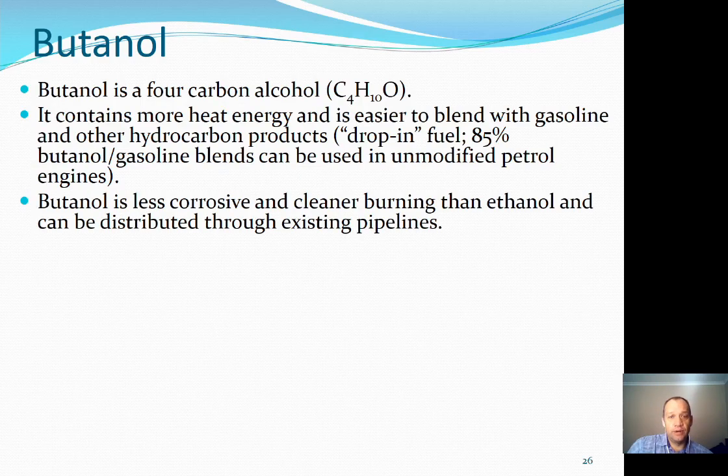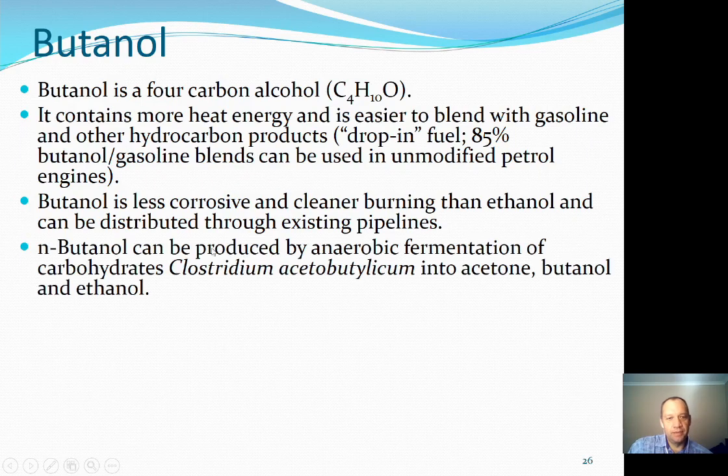So butanol is also less corrosive and cleaner burning than ethanol, and can be distributed through existing pipelines, which you'll remember is one of the problems with ethanol. You can't pump ethanol through existing fuel pipelines because it mixes with water. You have to do ethanol blending at the point of distribution. Butanol, you avoid that problem.